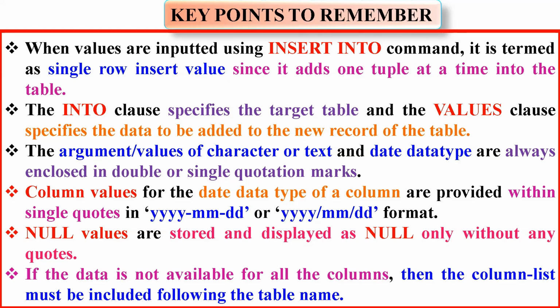Let's learn some key points to remember. When values are inputted using the insert into command, it is termed as single row insert since it adds one tuple at a time into the table. The into clause specifies the target table and the values clause specifies the data to be added to the new record of the table. The arguments or values of character or text and date data type are always enclosed in double or single quotation marks. Column values for the date data type of a column are provided within single quotes in YYYY-MM-DD or YYYY/MM/DD format. Null values are stored and displayed as null only, without any quotes. If the data is not available for all the columns, then the column list must be included following the table name.